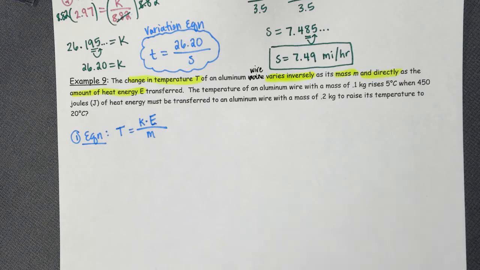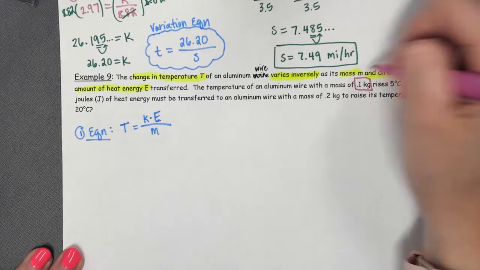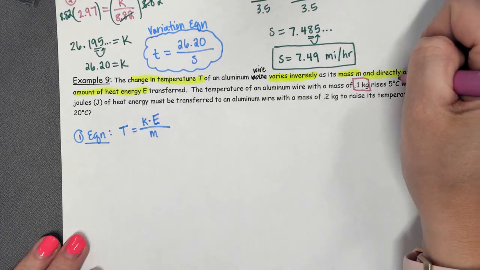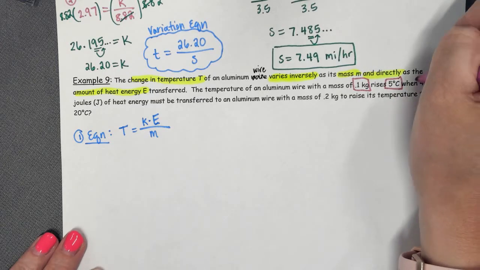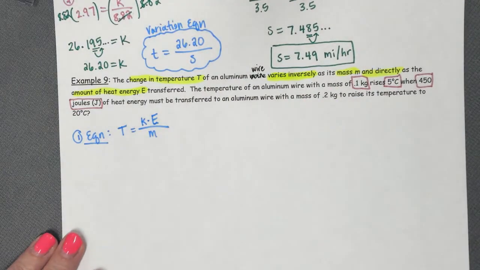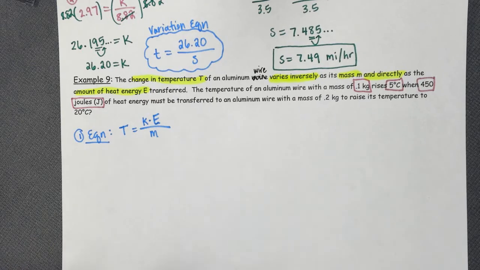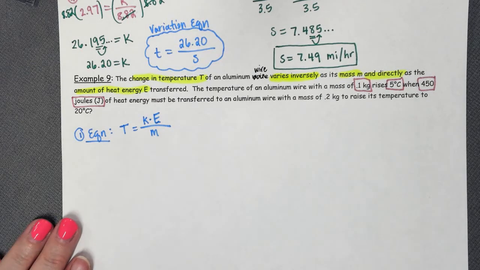Alright, so now what we're going to do is, first we're going to rewrite a few things. Okay, so the temperature of an aluminum wire with a mass of 1 kilogram rises 5 degrees Celsius. So I'm going to box in these important values, 0.1 kilograms. It rises 5 degrees Celsius when 450 joules, which is J. How many of you have done joules in chemistry? Probably some of you are, some of you aren't yet. So it's when 450 joules of heat energy must be transferred.